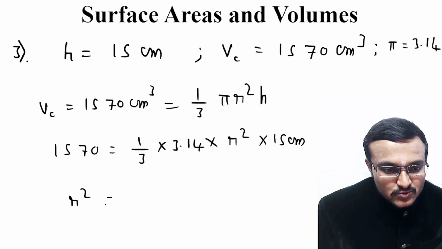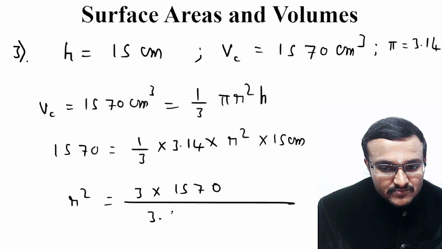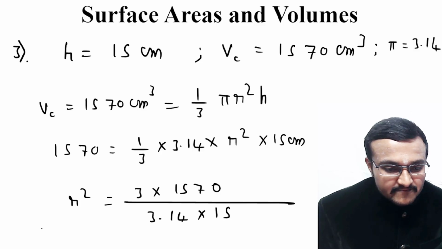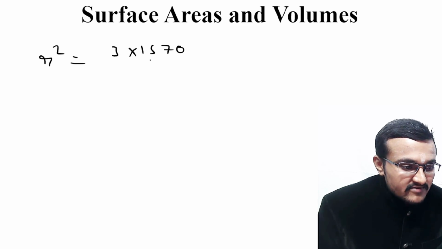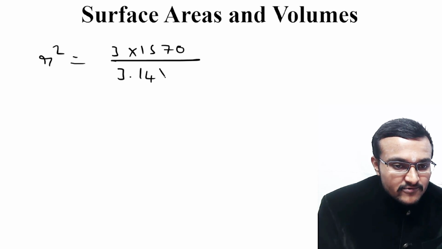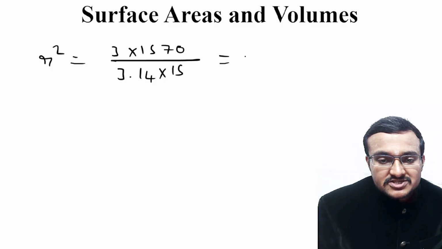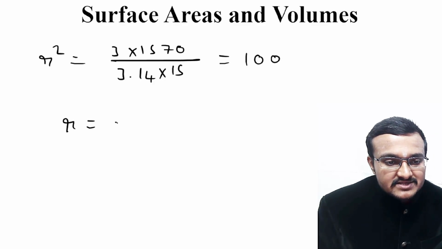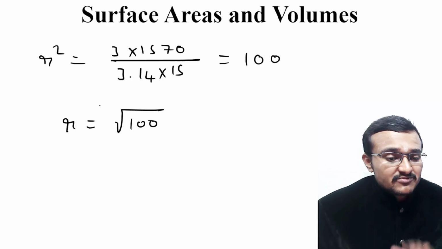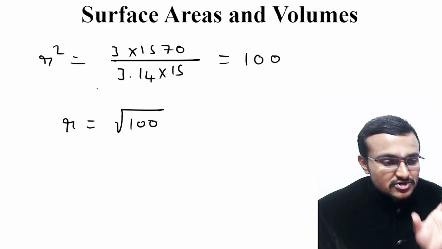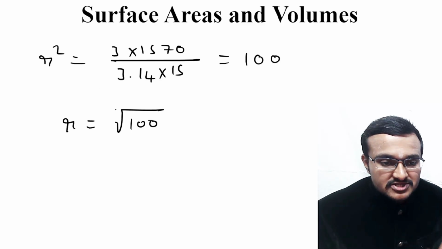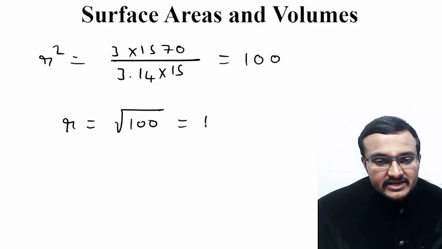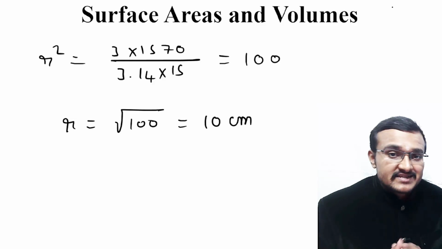So now radius square is equal to 3 into 1570 divided by 3.14 into 15. When you solve this, you will get the value as 100. So radius is equal to the square root of 100. Plus or minus will be there, but here we are considering the positive value for the radius, because a cone cannot have a negative radius. So the radius value is positive. So plus square root of 100 will give you 10 centimeter.